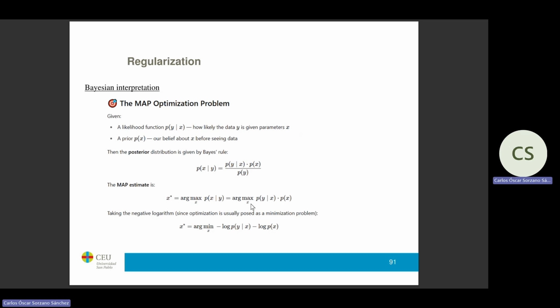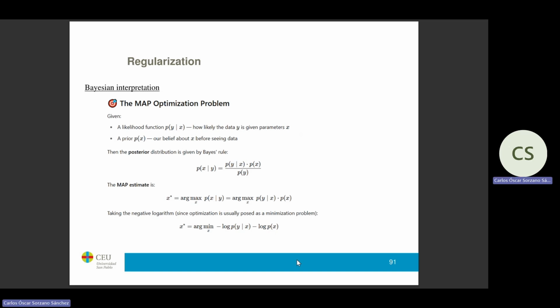And then you can take the logarithm of this, because you know that the logarithm is a monotonic function, and maximizing something is the same as maximizing the logarithm of that something. So it would be the minimization with respect to X of the logarithm of this probability minus the logarithm of this probability. This would be F. This would be the regularization.